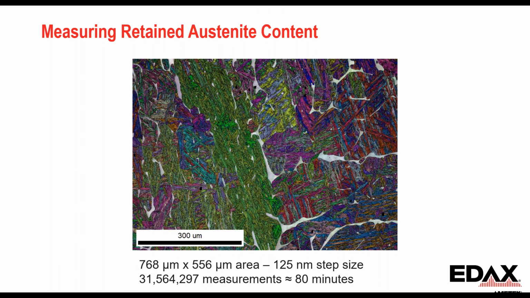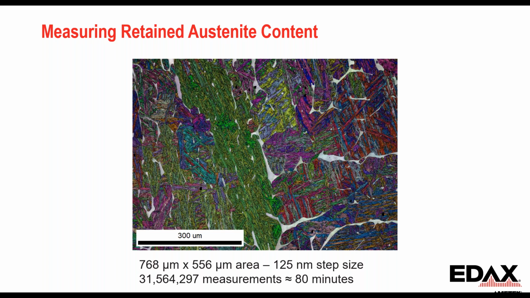Another example where I think using large data sets is interesting is measuring retained austenite. This is an example from a turbine blade where we're looking at a relatively large area, looking at large packets of orientation, but trying to look at a very fine step size, because the retained austenite in this microstructure can be pretty small. So we want to look at large areas because it's distributed within the material, but we want to do it with a decent spatial resolution. So this is about a 30 million point data set. It took about 80 minutes to collect something like this.